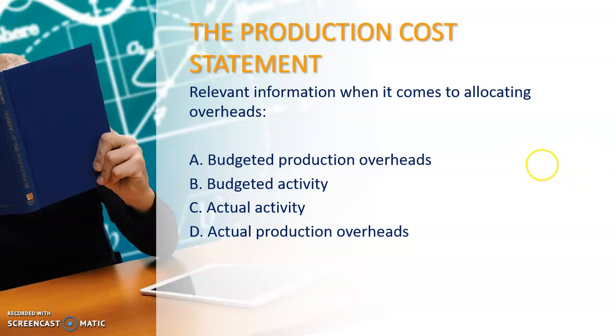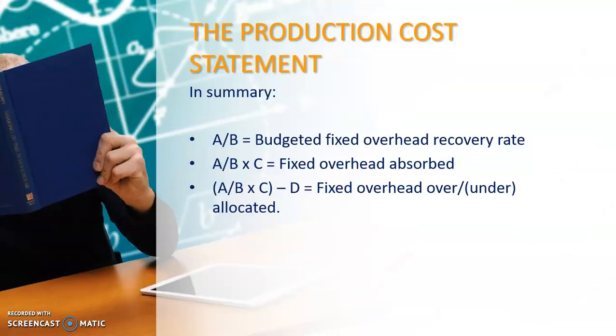Okay, and I've actually done a very quick summary of what you need to know, or how to use this information. So A over B will give you your budgeted overhead recovery rates, okay, which is basically your budgeted production overheads. Remember, production overheads. So some questions will give you the total overhead, which is going to be administrative and production. You can only use the production part because we are looking at the costs of production. Okay, so it is your budgeted production overhead all over your budgeted activity level, which will either be your machine hours or labor hours typically.